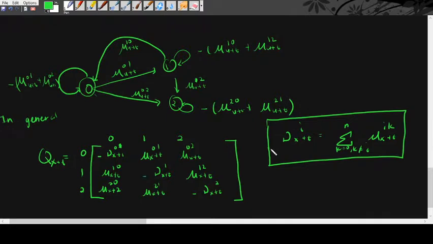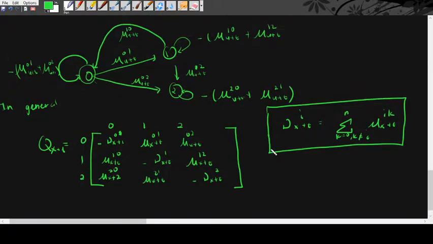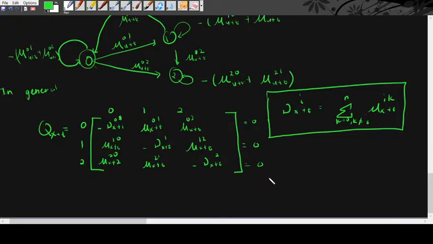We call this the transition intensity matrix. When you add up the rows of this transition intensity matrix, it has to equal 0 for each of the rows. Okay, that's it for the continuous Markov chain model. Thank you.